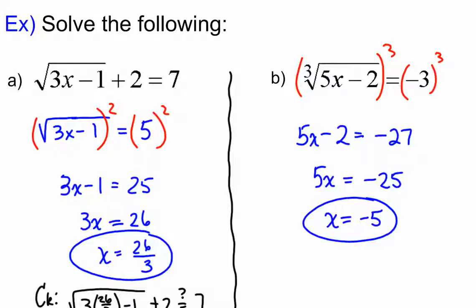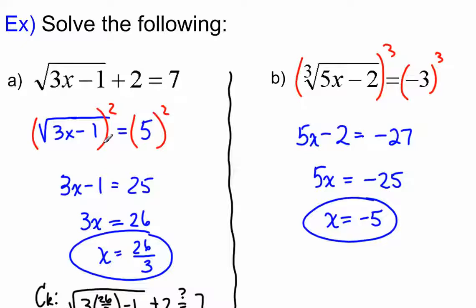Okay, so solve the following. I've got the square root of 3x minus 1, plus 2 equals 7. Well, first off, I isolate. I have to subtract the 2, get rid of that, move it to the other side. So I get a 5 over there, and now I have this radical by itself.